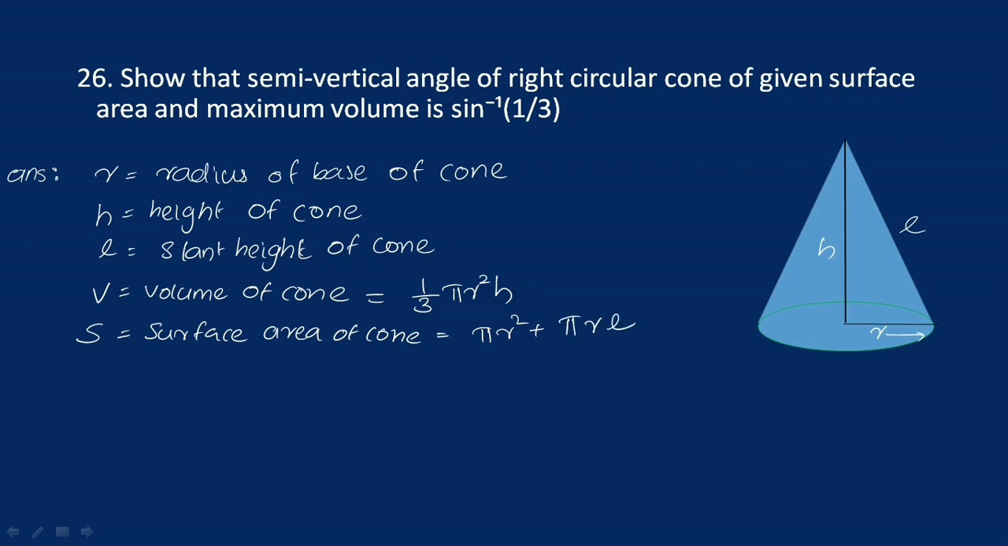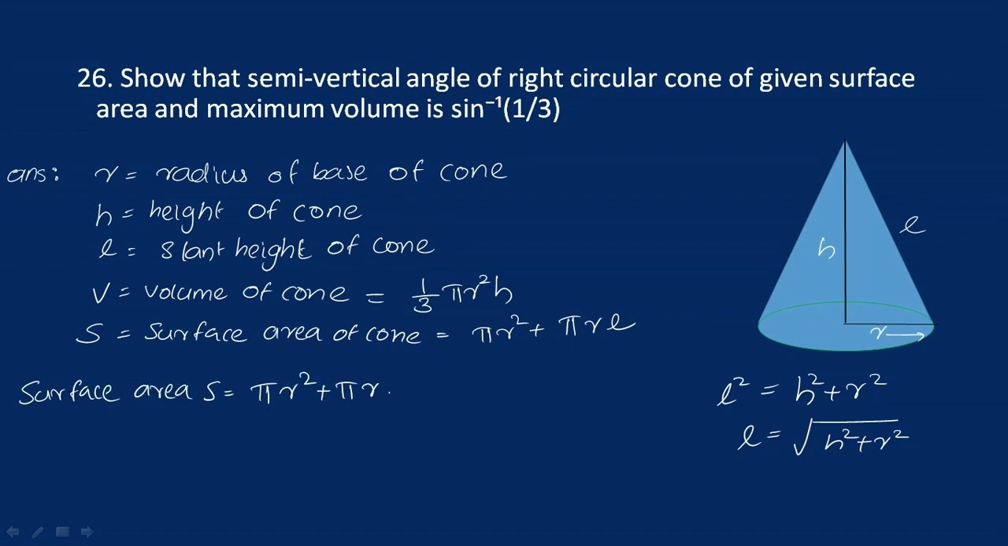Now from the figure of the cone we have l, h and r, so it's a right angle triangle. Applying the Pythagoras theorem, l square is equal to h square plus r square, or l is equal to root of h square plus r square. So the surface area S is given by pi r square plus pi r l. Substituting l, we have pi r into root of h square plus r square is equal to S minus pi r square.